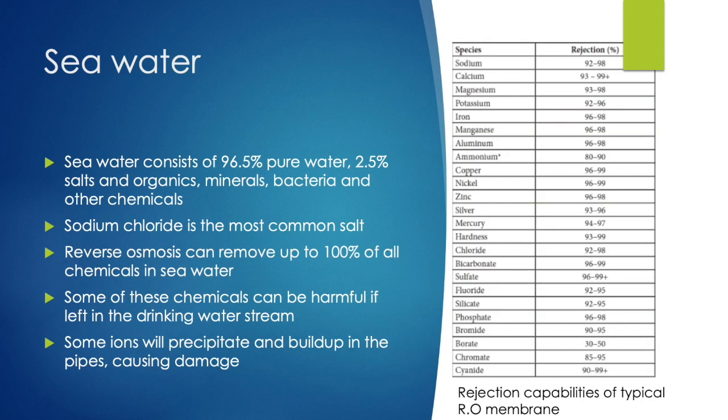Seawater consists of 96% water and 2.5% salts, with the remainder being other substances such as organics, bacteria, and other chemicals. Sodium chloride, or table salt, has the highest concentration. Other common ions are sulfate, magnesium, potassium, and calcium. Reverse osmosis has the ability to remove almost 100% of most common chemicals in seawater, removing 98% of sodium ions. These chemicals are important to remove as they can be harmful to the human body or cause build-up in the pipes.